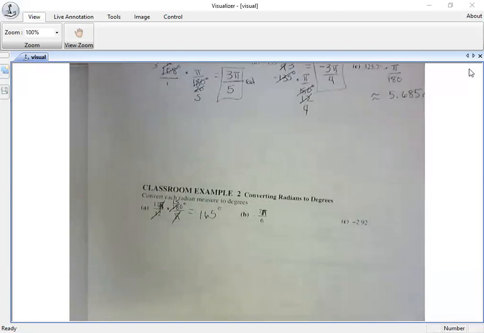I'm pointing that out because sometimes you may find that you've made some sort of minor little computation error. And so always check yourself to see, is this reasonable? I know if it's 11 pi over 12, it ought to be something less than 180. So if you came up with 275 degrees, you ought to know something's off somewhere, okay?